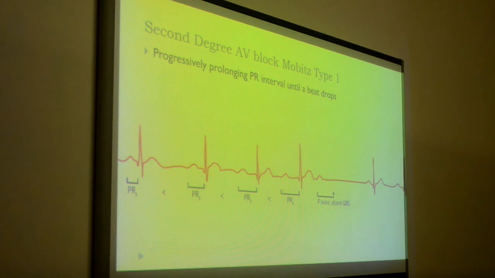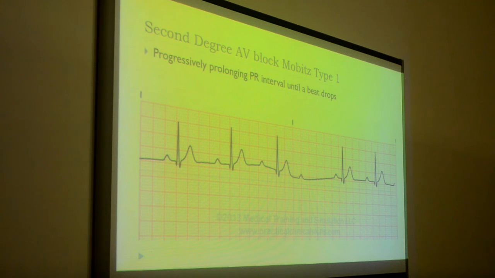Yeah, the AV node is slow. It's not conducting the impulses. It's so slow now that some of the impulses don't even pass. Like here, you had a P wave, but the AV node didn't bother to conduct it. It's even slower now, yes. So here you have the P wave with the absent QRS. You should see a P wave. Again, the SA node is fine. SA node here is contracting fine, but the AV node stops conduction here. And then it goes back again. PR progressively prolongs, until the AV node can't handle it anymore and skips the beat.